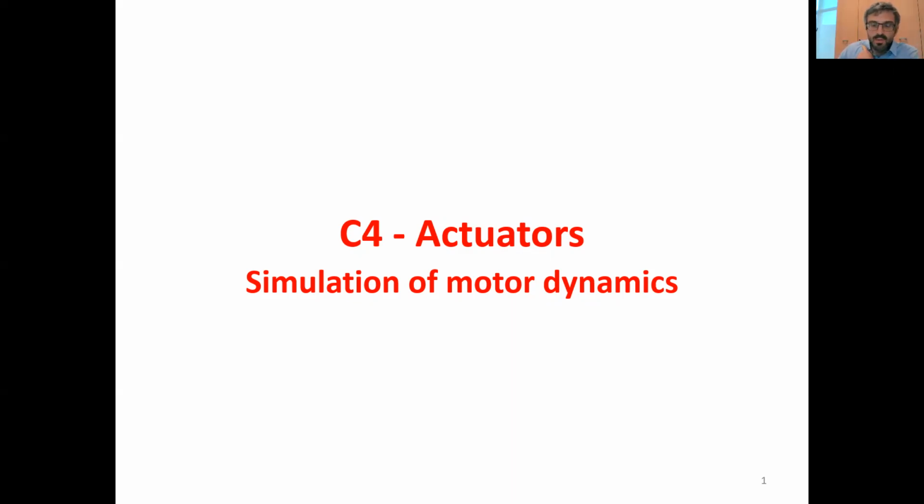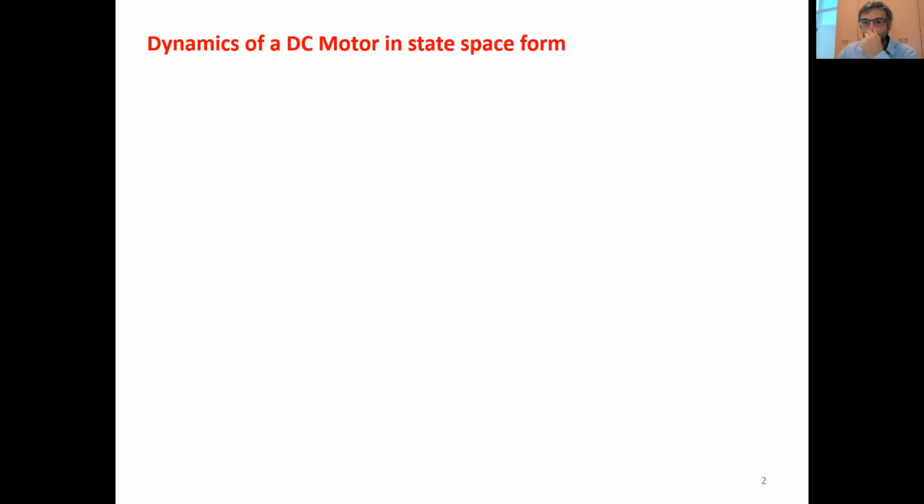So here we just review a very common way of writing the dynamic equation for simulation. The dynamic equation of, in our case, our actuator, our DC motor, that is called the state space form. We will not really implement this in our lab because MATLAB Simulink is doing the integration for you.